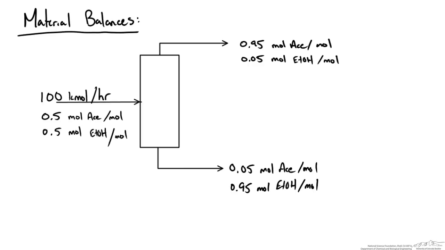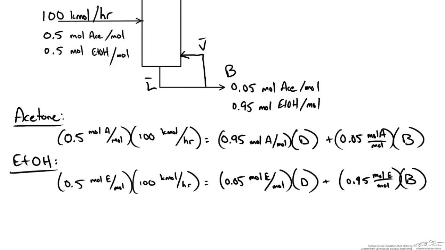What is important to draw, which I haven't done, is the fact that we do have a partial reboiler that's adding a vapor back in, V bar, and we have a partial condenser adding a liquid, L, back to the top of the column. So this becomes D, this becomes B. We have vapor leaving the column and liquid L bar leaving the bottom of the column. So now I have my fully drawn schematic, and I can start writing my material balances. So I've written the material balances for both acetone and ethanol for our column. We can now solve for D and B.